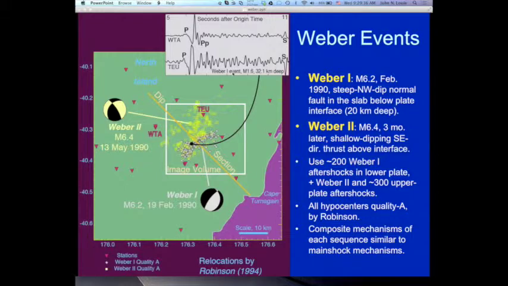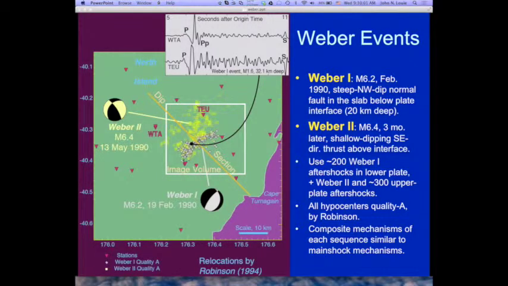Here's a Weber 1 aftershock. It's not the Weber 1 main shock. Just some data from that. We've got that aftershock seen at this station TEU. So it comes up from deep, goes through the plate interface, kind of right in front of the normal fault, and comes up to station TEU, and there's a lot of this.